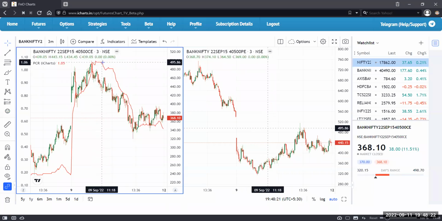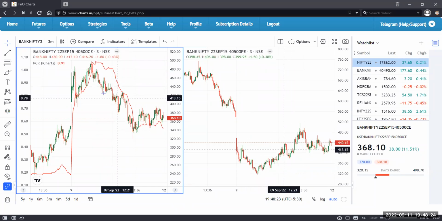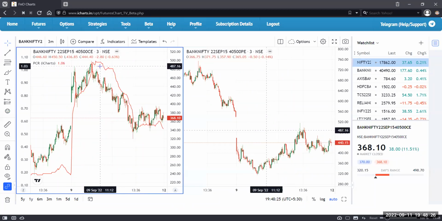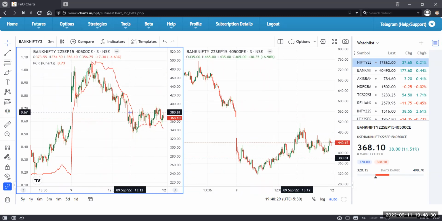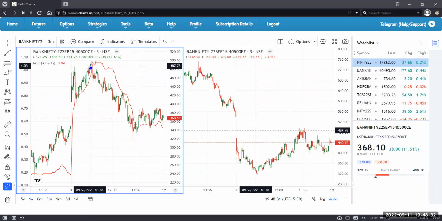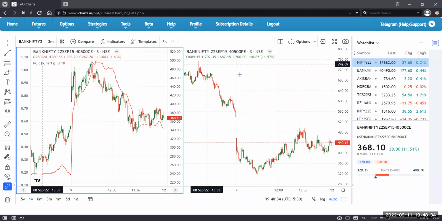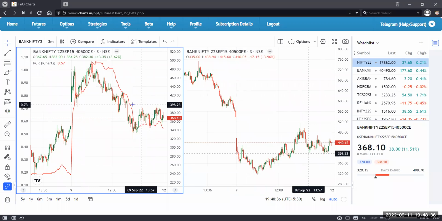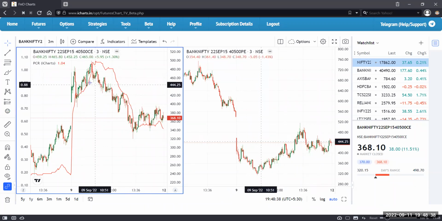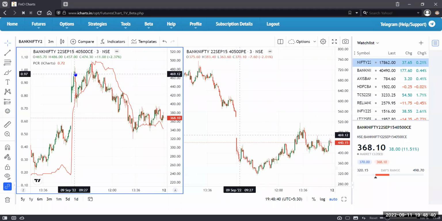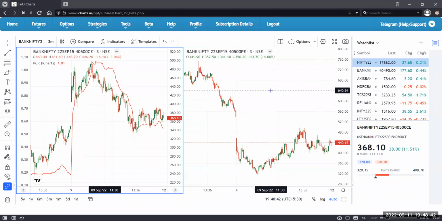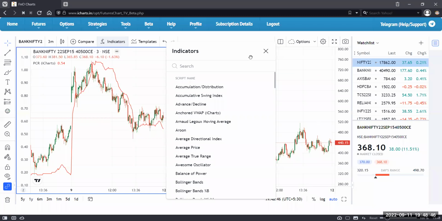So whenever this PCR is going down, it means that call writing is increasing basically, or put unwinding is going on. Only then the PCR will drop. This PCR, if you are monitoring both call and put here, you can just add it to one, it will be the same because this PCR will be common for this and this strike basically.